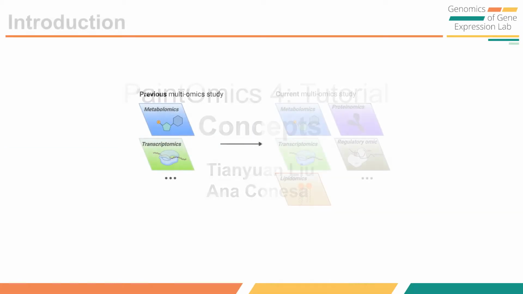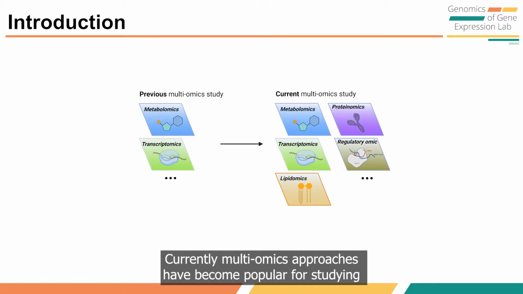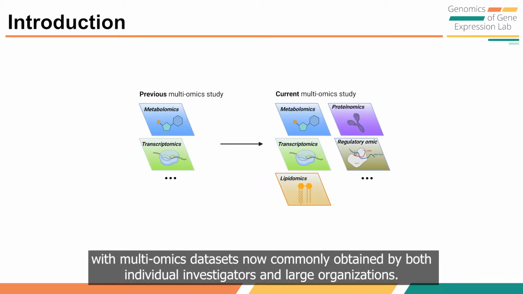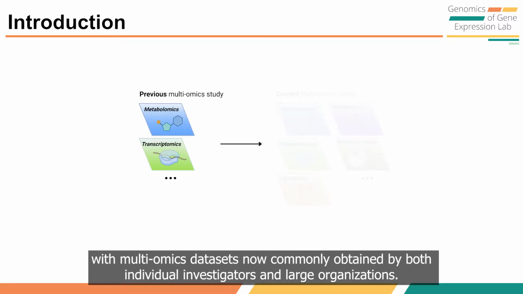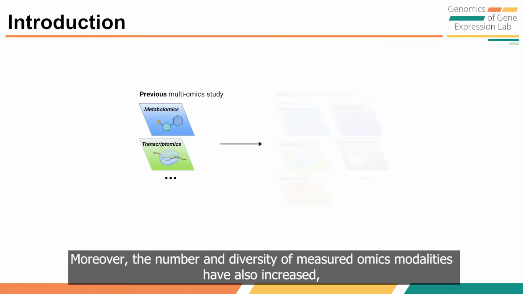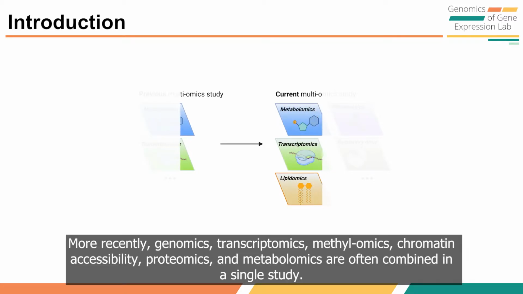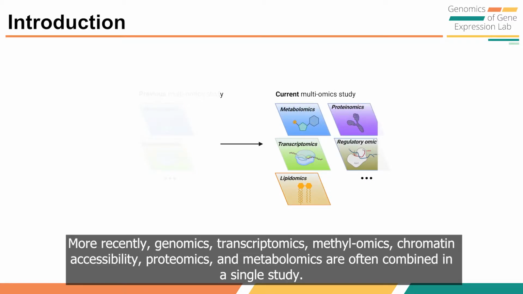Now let's begin. Currently, multi-omics approaches have become popular for studying a wide range of biological systems, with multi-omics datasets now commonly obtained by both individual investigators and large organizations. Moreover, the number and diversity of measured omics modalities have also increased, with former studies combining at most 2 or 3 omics platforms. More recently, genomics, transcriptomics, methylomics, chromatin accessibility, proteomics, and metabolomics are often combined in a single study.